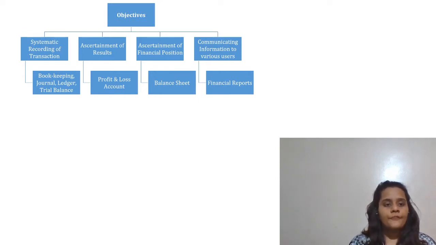So, we have discussed four objectives of accounting. First is the recording of transactions in the form of journal, ledger, etc. Next, the ascertainment of the profit or loss made during an accounting period. Next is the ascertainment of financial position, that is, the status of assets and liabilities. And last, communicating the information to the various users, such as suppliers, investors, customers, etc.